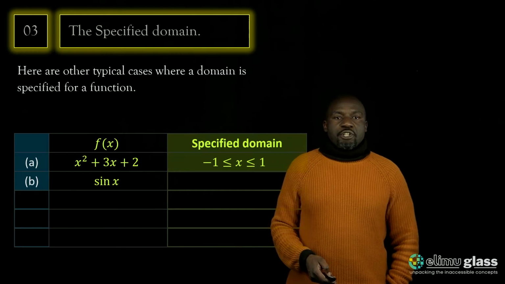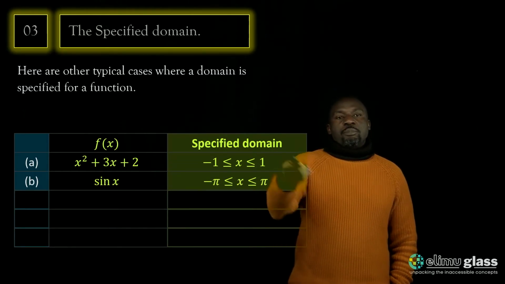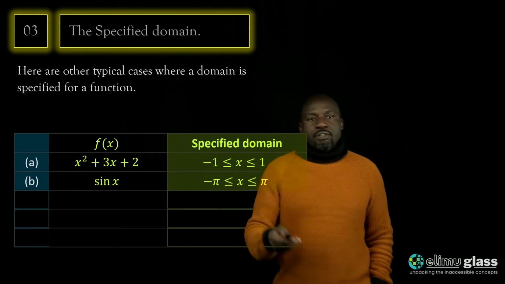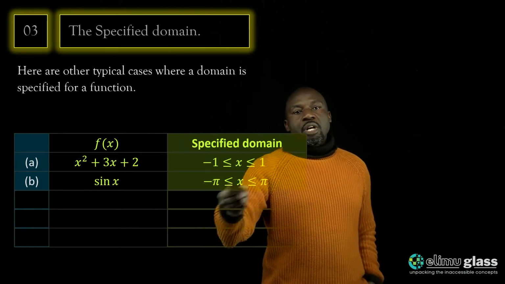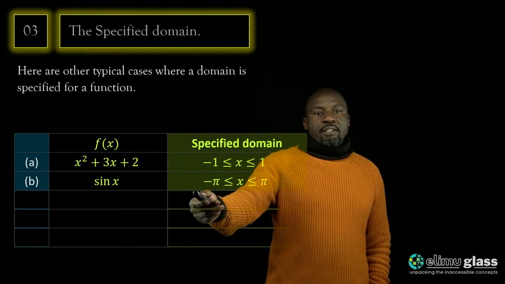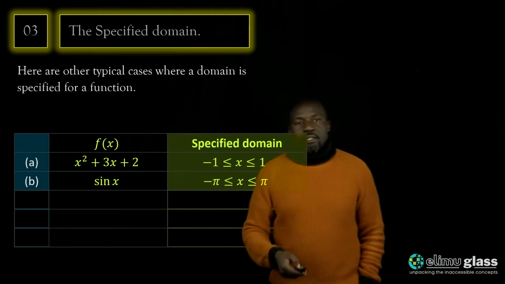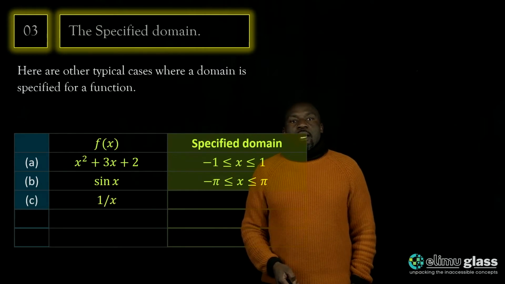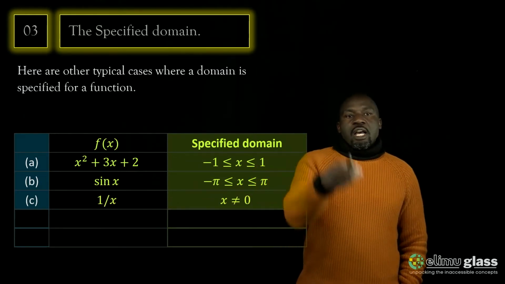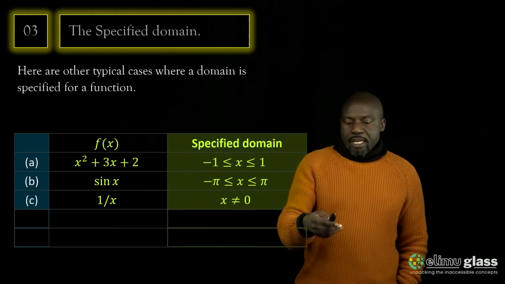That's a sine function, which is a trigonometric function. Typically, we give the domain either in radians or in degrees. So pi radians is equivalent to 180 degrees. So in this case, from -180 degrees to 180 degrees. All right. There is a reciprocal function there. We will be talking about the reciprocal function more. Again, a domain has been specified.